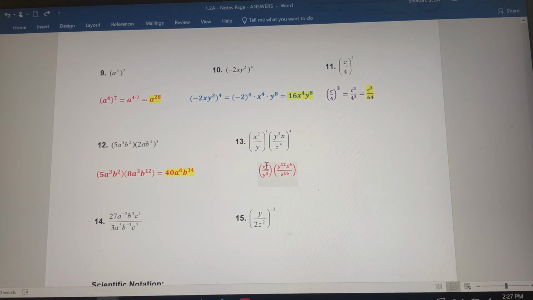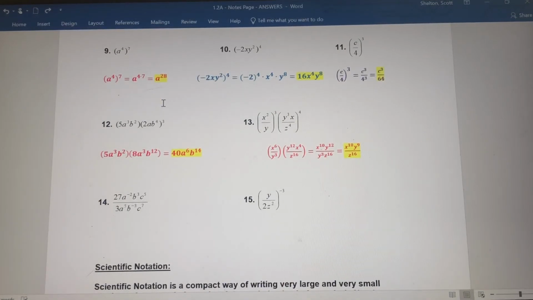Now, I can multiply these together. So x to the 6th times x to the 4th is going to give me x to the 10th. There's no other y term in the numerator, so I'm going to leave that there for now. There's no other y term in the denominator, so I'm going to leave that there for now, and then z to the 16th. Now, these two have the same base y, so I can subtract those exponents, which gives me y to the 9th. That's going to be in the numerator. So x to the 10th, y to the 9th, over z to the 16th. Okay, so that's the answer for 13.